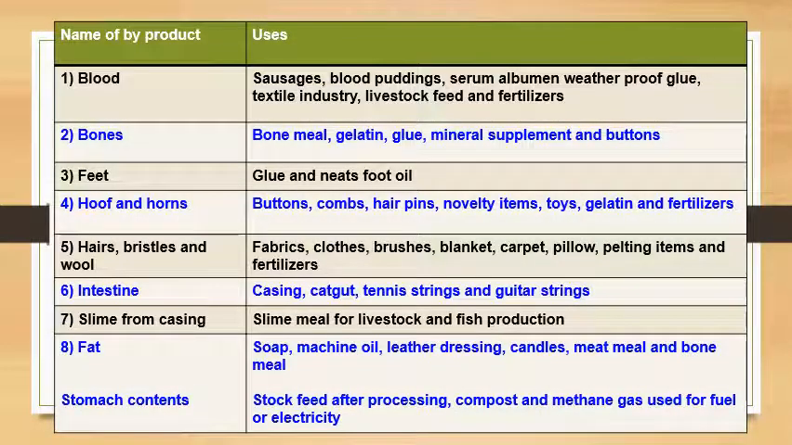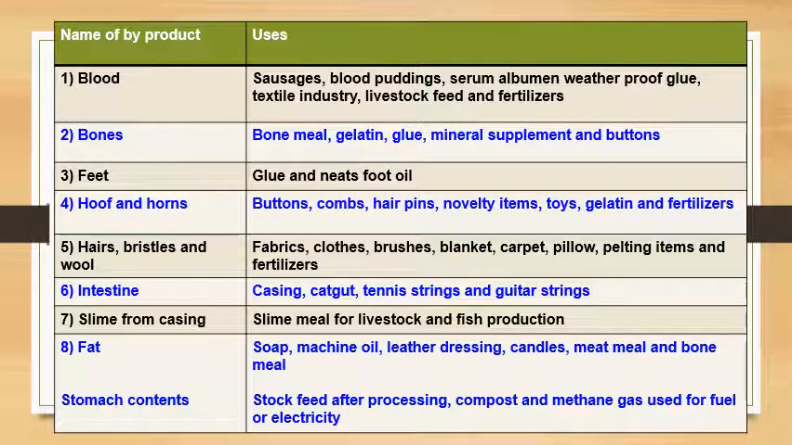Here at a glance, briefly we will see the different byproducts and their use. So first byproduct, as I said, is the blood, and the uses are, it is sometimes used in sausage along with meat. It is called blood sausage sometimes. Even blood puddings in Western countries use it, and otherwise serum albumin or to make weatherproof glue, and also used in the textile industry or as a livestock feed, or if not anything, it can be used as fertilizer.